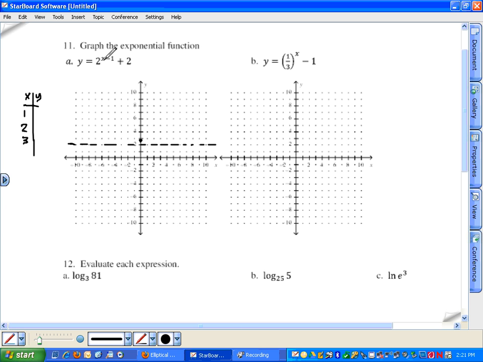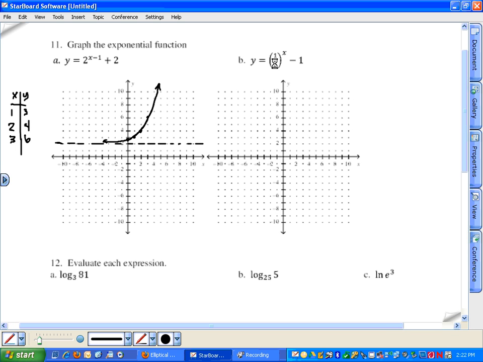If x equals 1, we get 2 to the 0 plus 2, which is 3. So 1 comma 3. If x equals 2, 2 minus 1 is 1. 2 to the 1 plus 2 is equal to 4. So 2 comma 4. If x equals 3, 3 minus 1 is 2. 2 squared is 4. 4 plus 2 is 6. This is a graph of that shape.